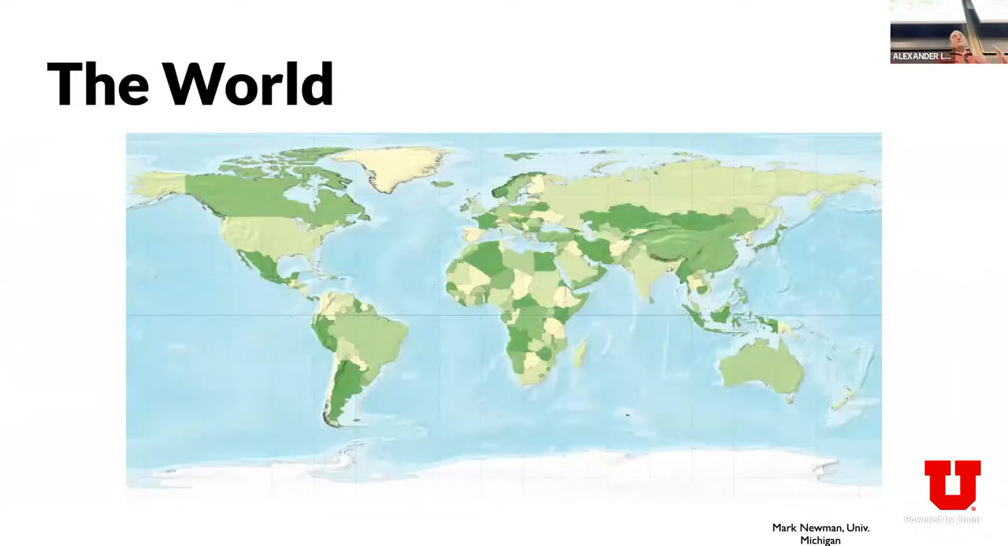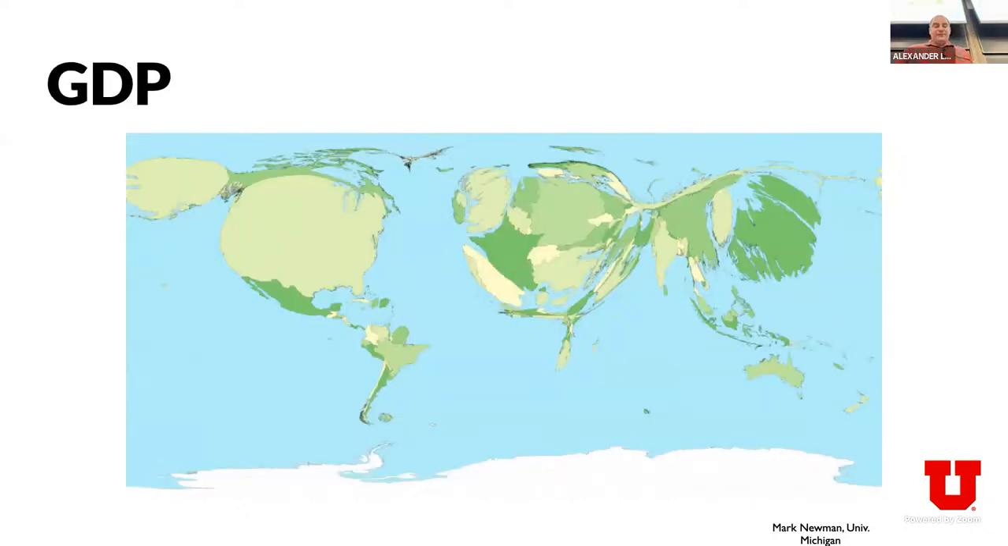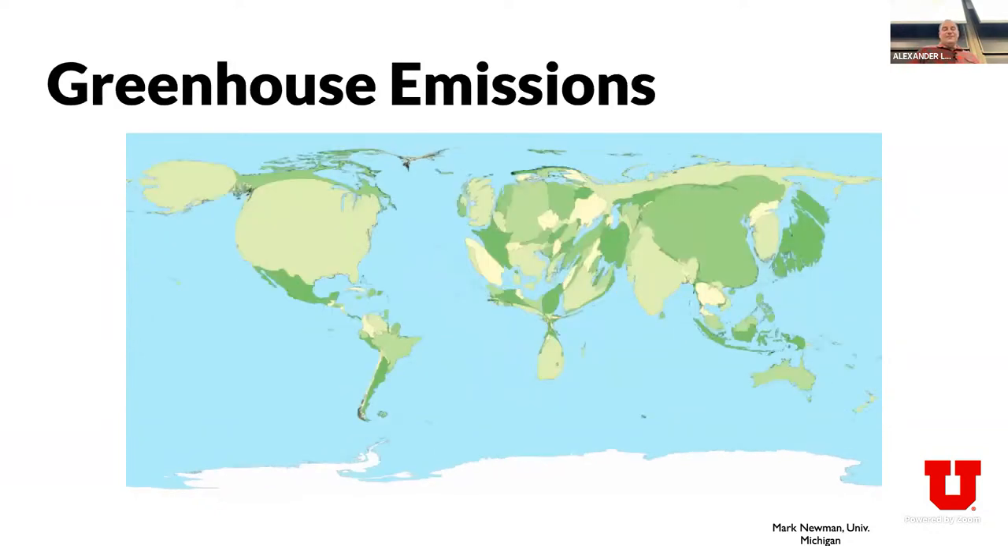Here's another example. This is just the world as we know it, and now these guys developed an algorithm for squishing this in a slightly different way. Here it is by population. And then here we would have a different metric such as GDP. You can see that the US and Central and Western Europe are very big, but everything else is squished except for China and Japan. And then we have child mortality or greenhouse gas emissions, right? So what do you think about these plots?